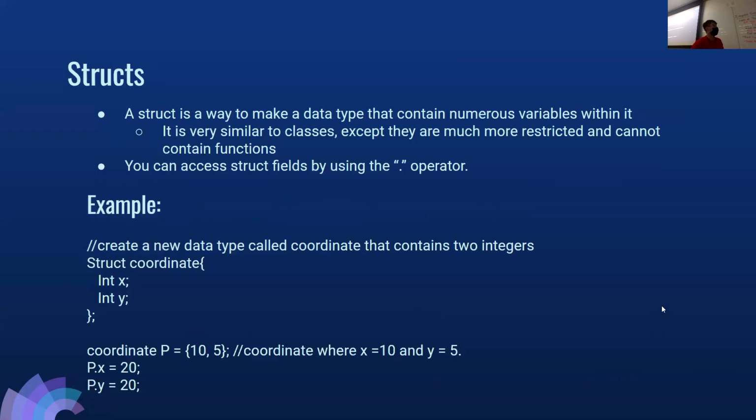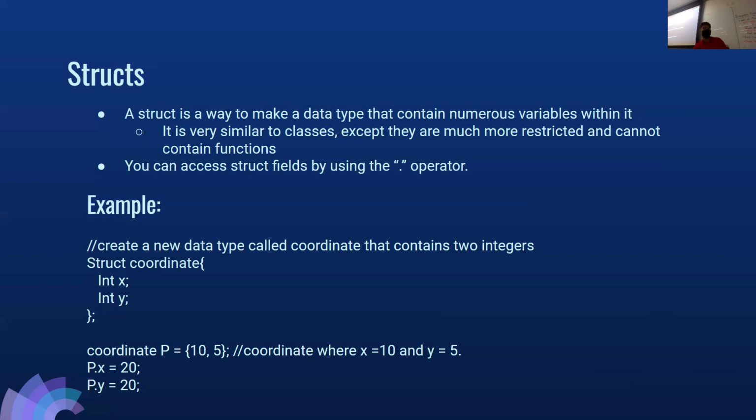And then structs. The structs are very important. It's a way to create a data type, but it has different types inside of it. I guess the perfect example is a coordinate, right? For a Cartesian coordinate, you have an x value and a y value. So I created this data type called coordinate that contains two integers, int x and int y. And then the way you access it is you can do p.x equals 20, p.y equals whatever value you want. So that's pretty much what a struct is.